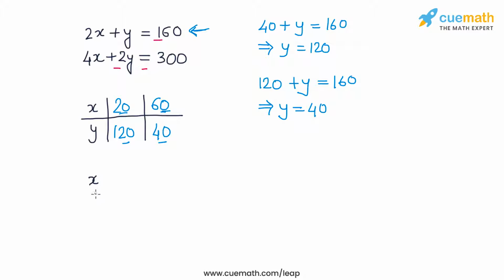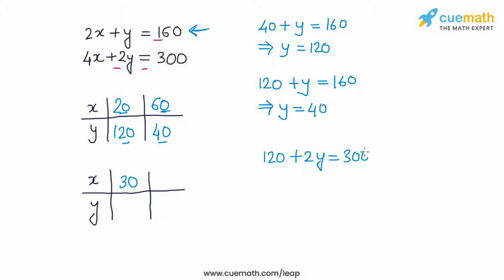Once again, let's find out any two solutions of this equation. So let's take, for example, x equal to 30. And what do I get as the value of y if I take x equal to 30? So I have 4x or 120 plus 2y equal to 300. So this will give me y equal to 90. So for x equal to 30, y is equal to 90 in the second equation.